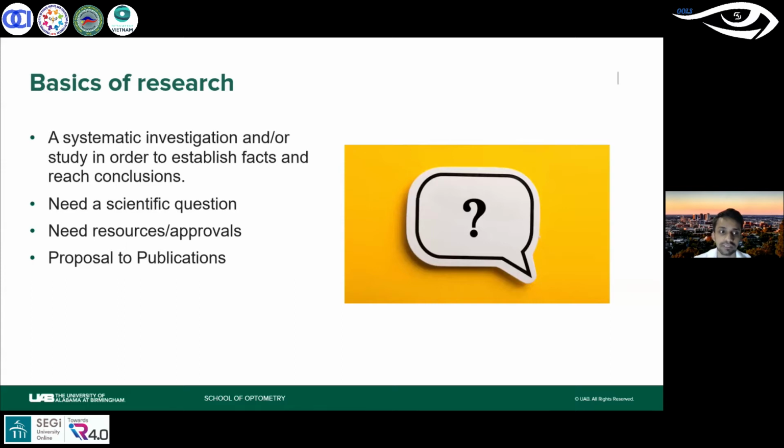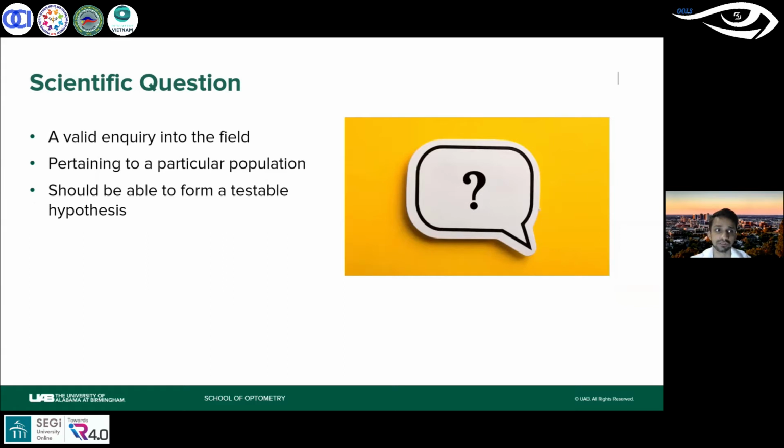And lastly, it is proposal to publication. So proposal is the first stage where you start the research, and publication is where it is considered that it ends. So to start with, what is a scientific question? It's a valid inquiry into the field. So why is it a valid inquiry?